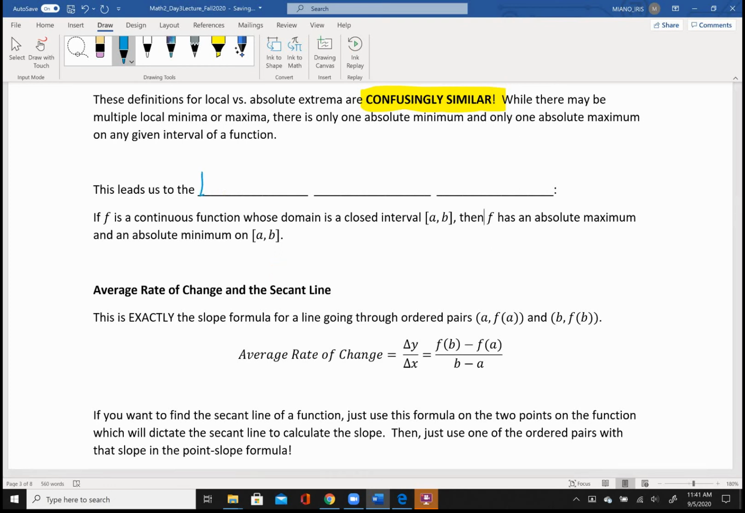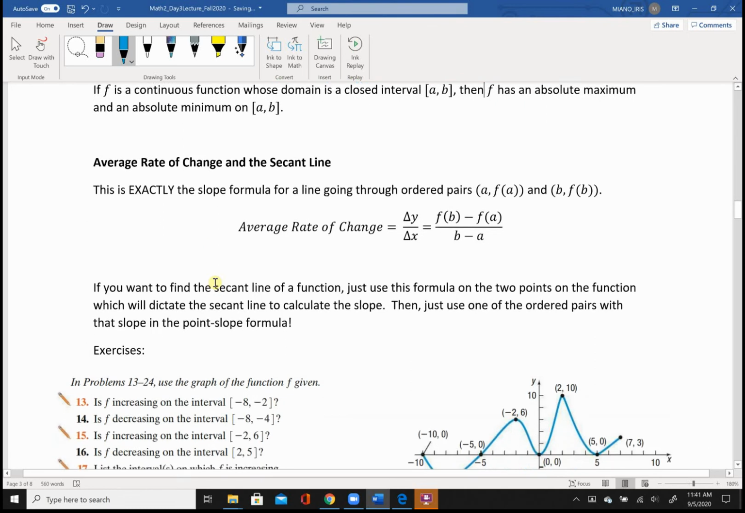And of course, you have some blanks to fill in. And what are the blanks? Extreme value theorem. All right, so there you go.